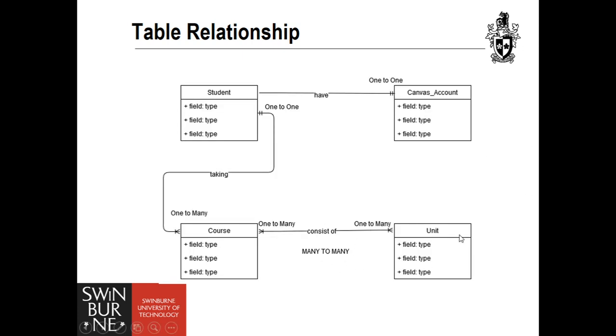So this is an example of table relationships. I designed this using draw.io. So we have here one-to-one, one-to-many, one-to-many, one-to-many. Okay, let me describe. A student has one Canvas account. One student should have one Canvas account. Student taking course: one student should take one course.